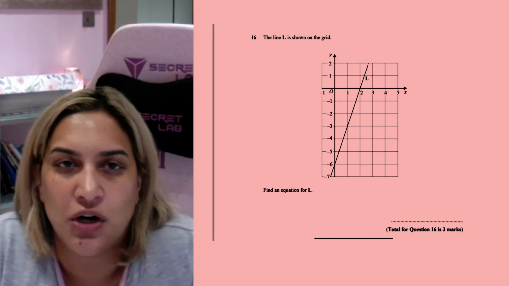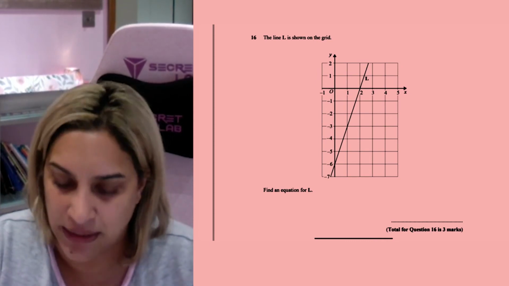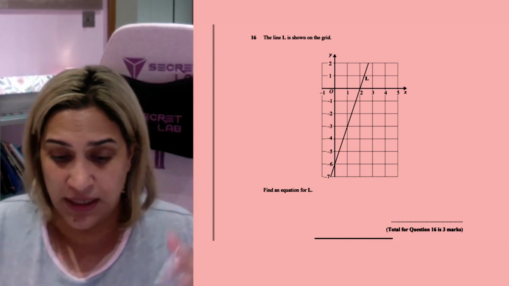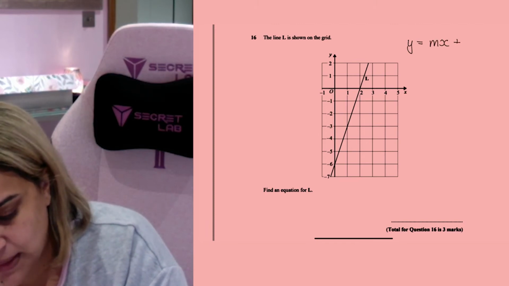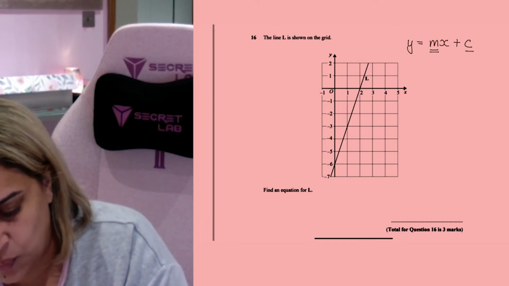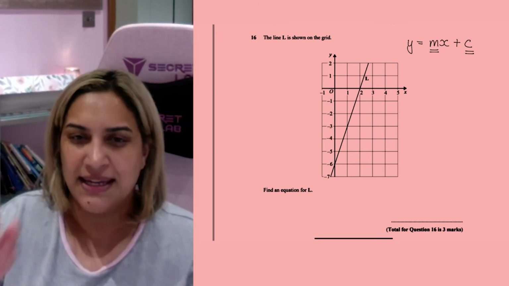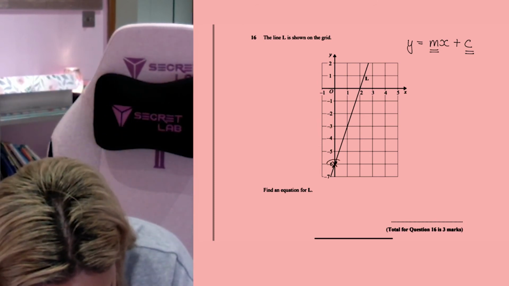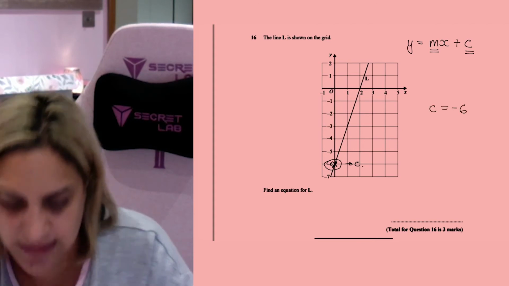So now we've got a line and we want to find the equation for this line. So remember, it's a straight line. So immediately our brain goes, okay, straight line, it means it's y equals mx plus c. So we're like, okay, what is our m and what is our c? The easy bit is the c, is where it crosses the y-axis, which if you can see is over here. So this is my c. So straight away I can see that my c is minus 6.